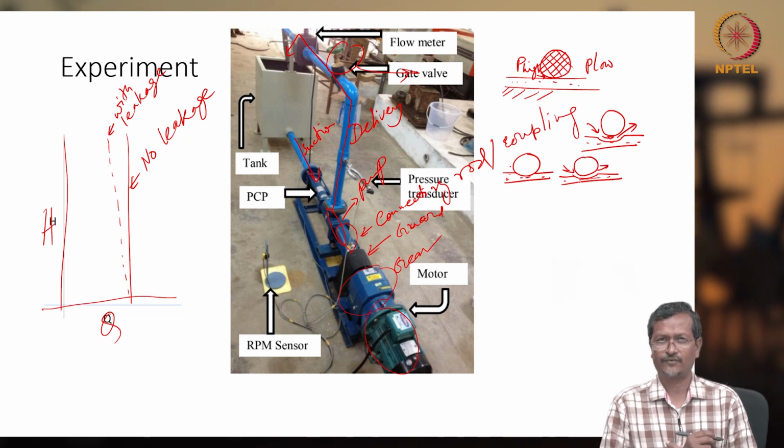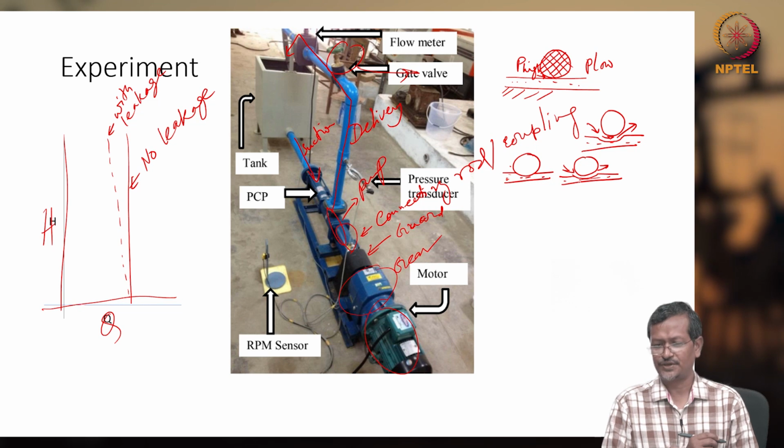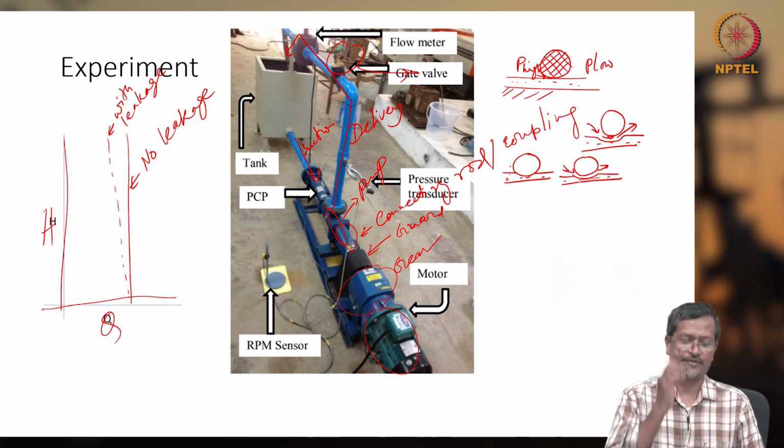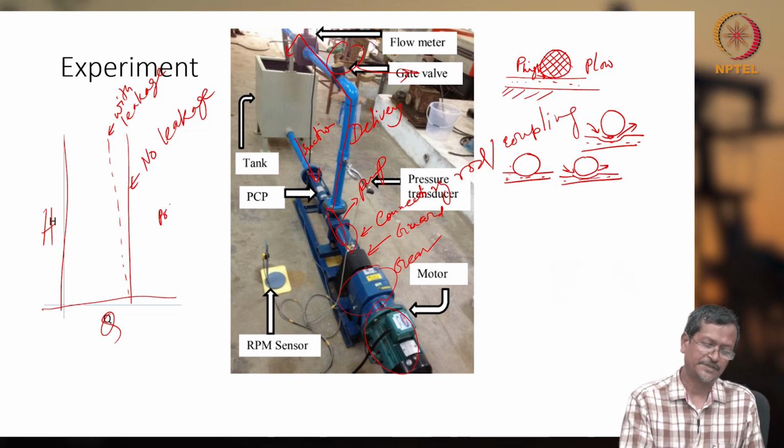So normally for lower pressure applications, an elastomeric PCP should not have any leakage. So your HQ curve will be completely vertical. So this is actually a positive displacement pump, right.